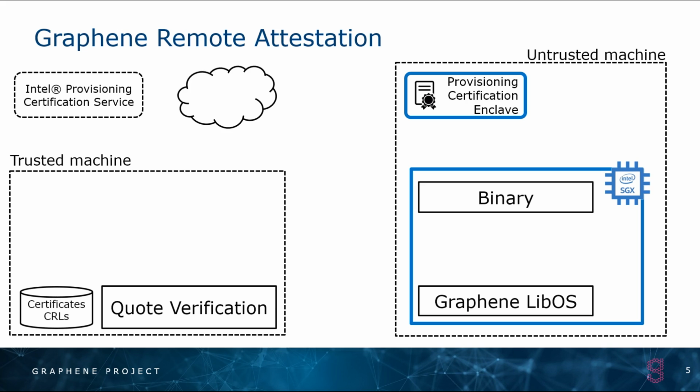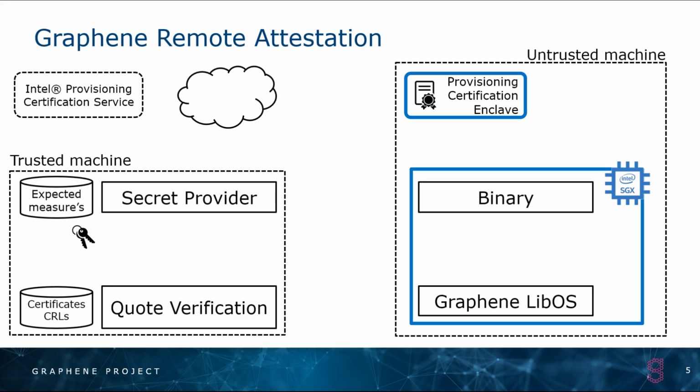The remote machine starts Graphene, which starts the application binary inside of the SGX enclave. The user also starts a secret provider application on her own machine. This application will connect to the remote machine, establish a secure connection channel, verify that the remote machine is a genuine SGX-enabled machine, and that the application and Graphene run in a genuine SGX enclave, and then release secret inputs to this remote machine. Secret inputs are represented as a keyring on this diagram. Note that since the user shipped Graphene and the binary to the remote machine, the user knows their corresponding expected measurements.